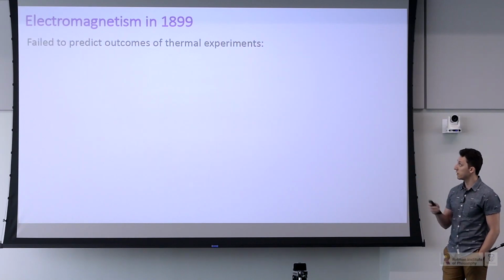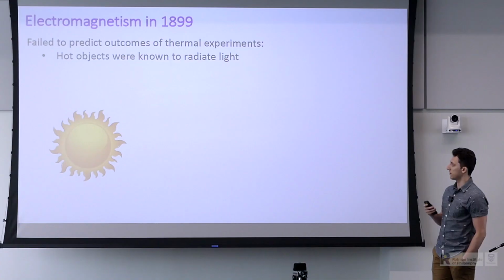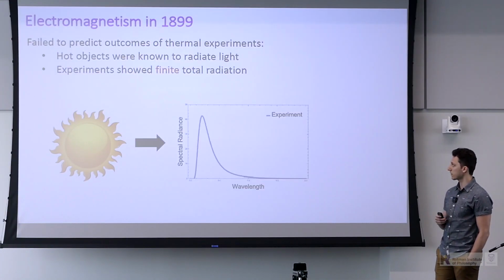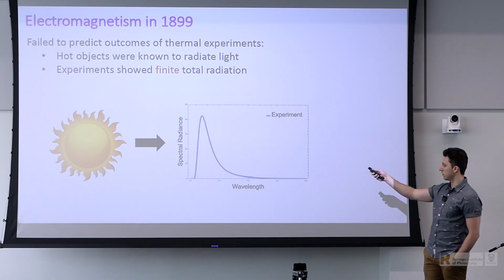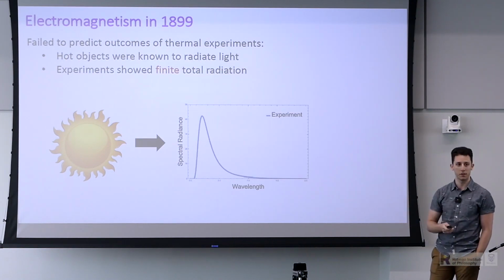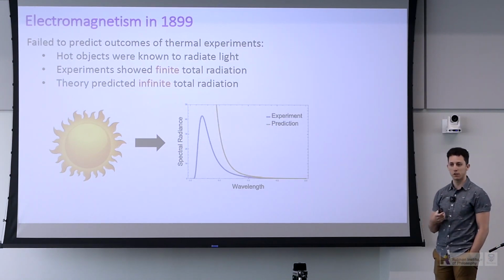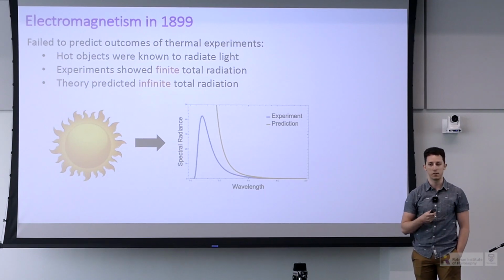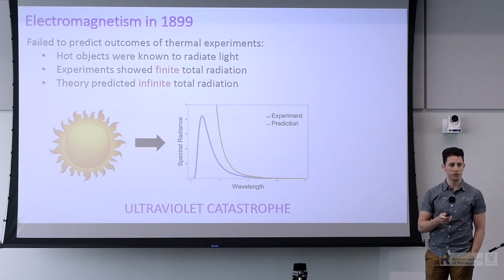However, despite all of these successful predictions, electromagnetism in 1899 had a serious problem. Namely, it failed to predict the outcomes of thermal experiments. So as we know, and as was known at the time, hot objects radiate light. And experiments showed a finite total radiation from a hot object. So the radiation spectrum looks something like this, and when you integrate over all wavelengths, you get a finite total radiation. However, electromagnetic theory in the late 1800s predicted an infinite total amount of radiation radiated by a hot body. And this discrepancy between theory and experiments came to be known as the ultraviolet catastrophe.